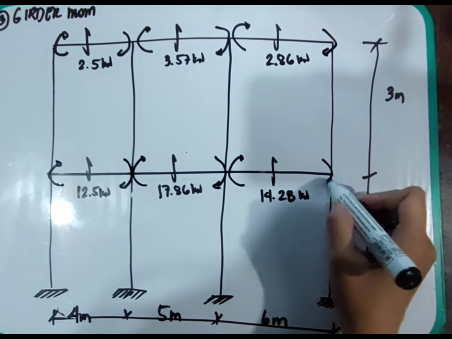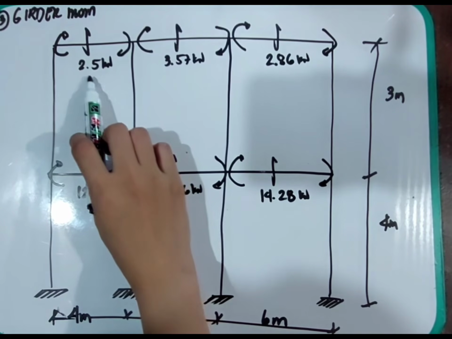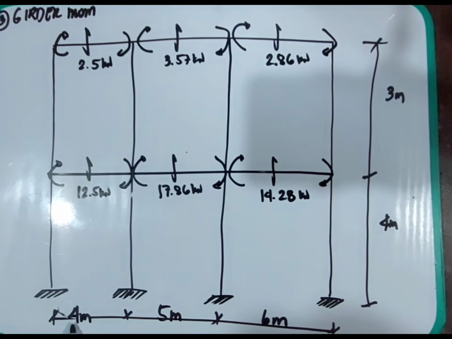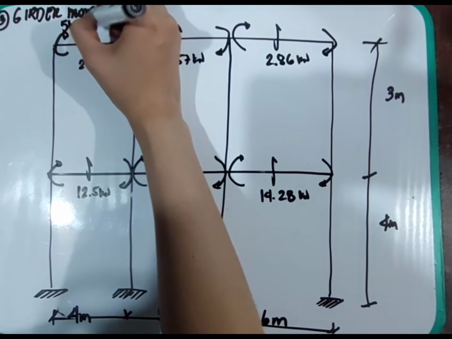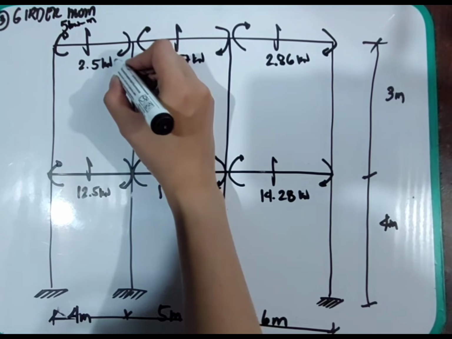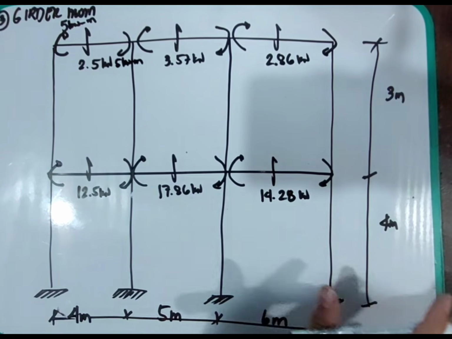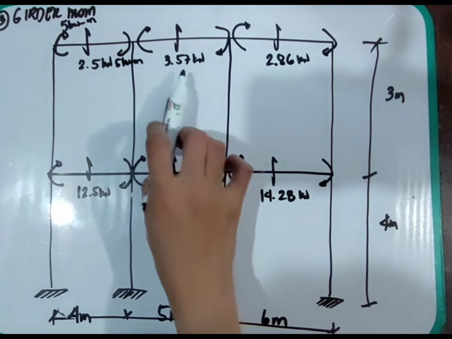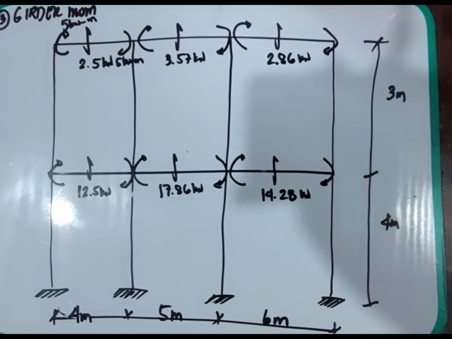Unahin natin yan. Okay. Next, we have 2.5 times kalahati ng 4. So, we have 5. 5 kilonewton meter. Isang rotation lang yan. So, ibig sabihin, this is also 5 kilonewton meter. Hindi na tutulad ng portal na method na kung ano ang value nito, same lang lahat dyan. Magkakaiba na yan. Why? Kasi depende tayo sa girder moment natin.